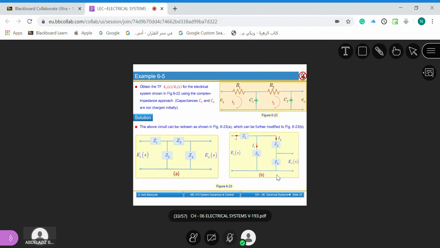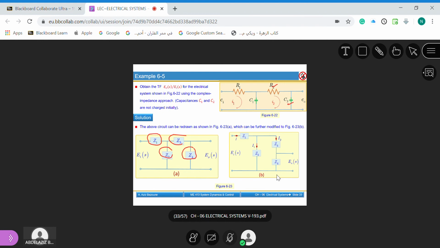Now we have, Shabab, R1, and we have C1, R2, and then C2 here. We call this one Z1, this one Z2, and then Z3, and then Z4. It's clear that Z1 is R1, Z2 is C1, Z3 is R2, and Z4 is C2. You can also write it in this form.